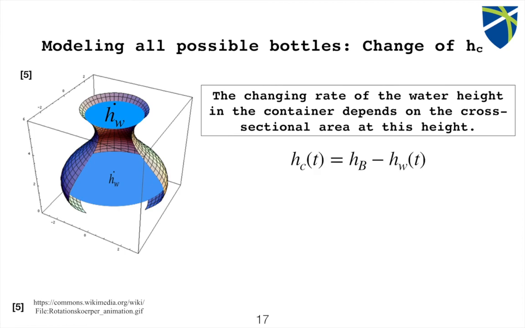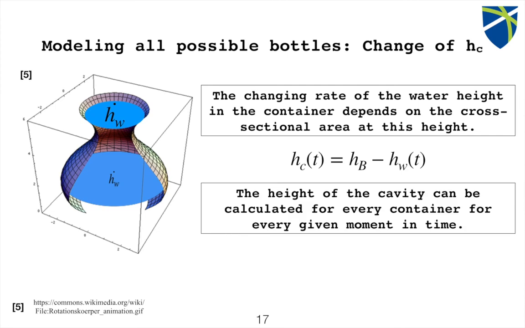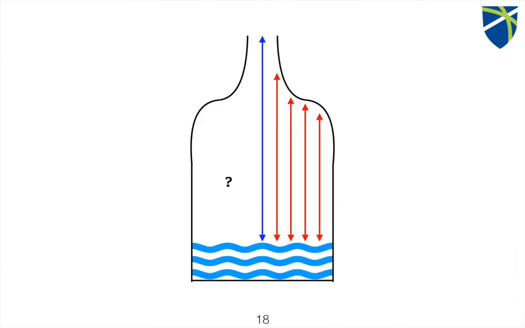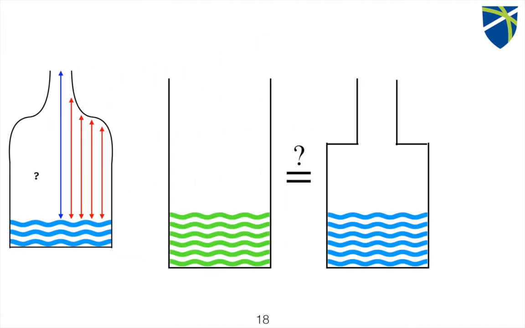So when we plug this into our cavity height formula, we know that we can calculate the cavity for every container for every given moment in time, and plug this into our frequency formula and get the exact frequencies at every moment in time. So this new model brings up another question. What about resonances inside the bottle? How does the shape of the bottle affect this problem? We can answer this question by conducting a simple experiment.